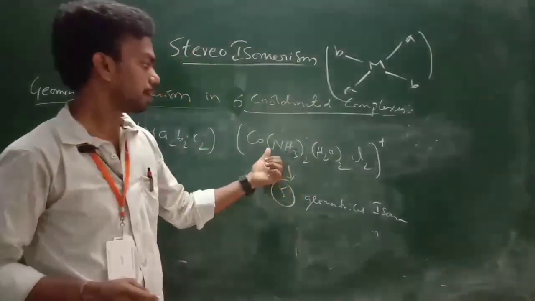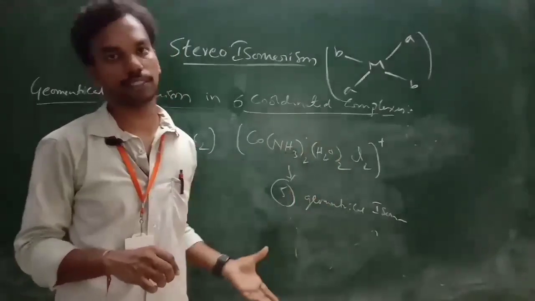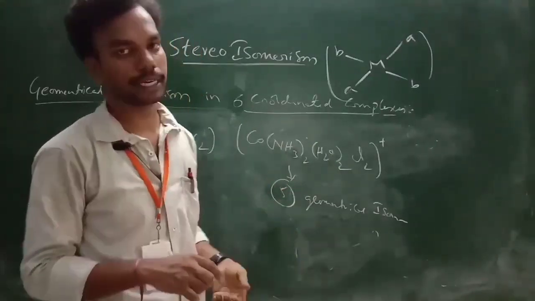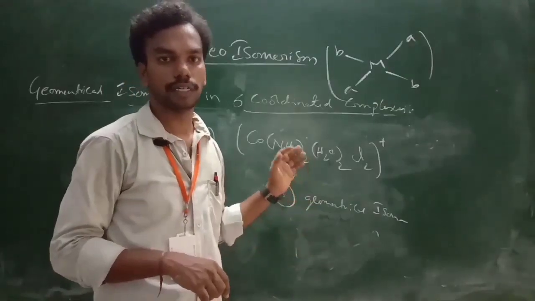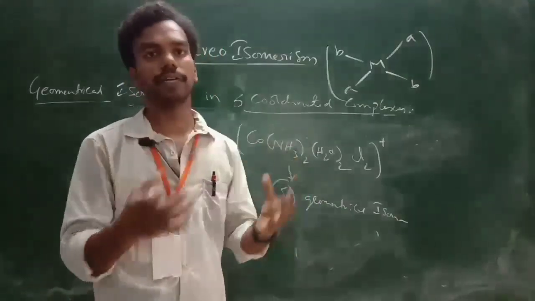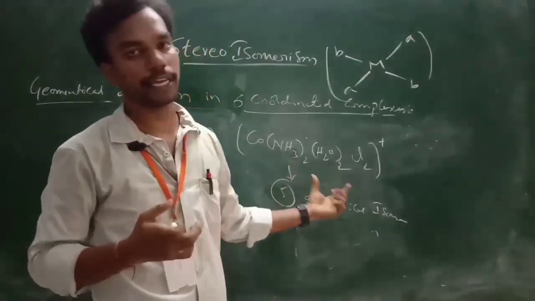So this we can try. You just arrange these six ligands in five ways. That's why you are getting five geometrical isomers. So around the central atom, all these six ligands are arranged in five different ways. Five different geometrical isomers you are getting here, right?